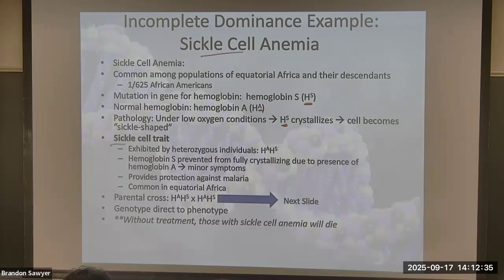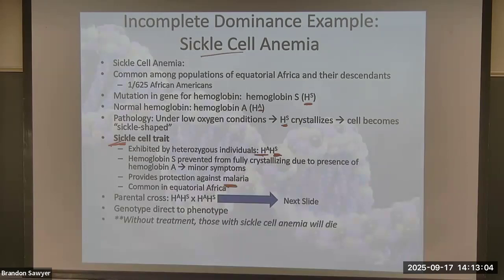But the sickle cell trait isn't quite that. Sickle cell trait is when we have one allele with hemoglobin A, so normal, and then one with hemoglobin S for the sickle cell. So it's somewhere in the middle. It actually is protective against malaria. So there are some protective benefits of having the sickle cell trait. It doesn't lead to full sickle cell anemia. It's somewhere in the middle.